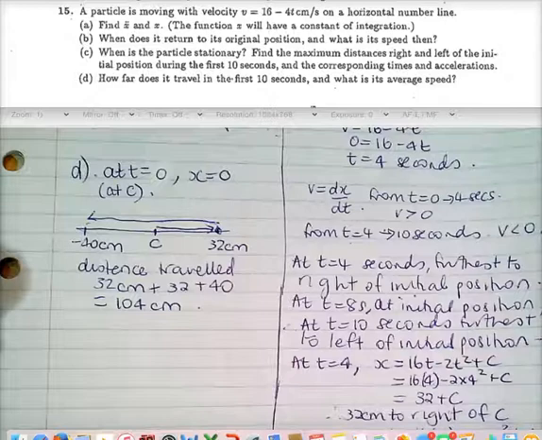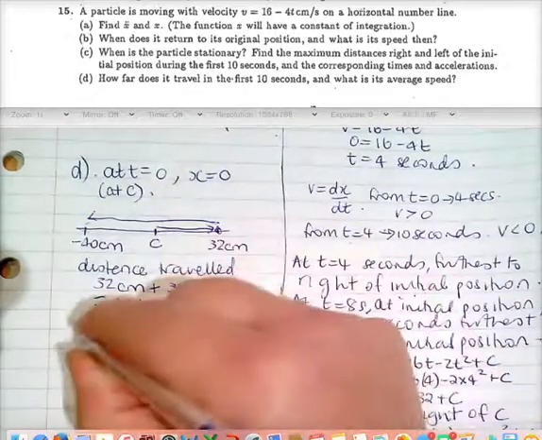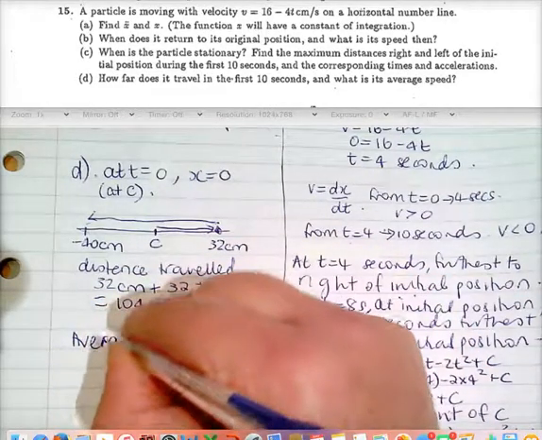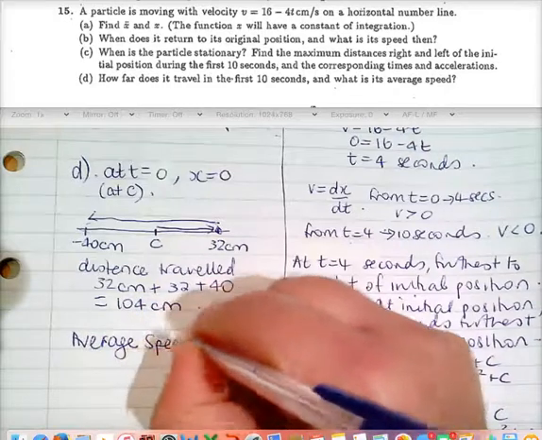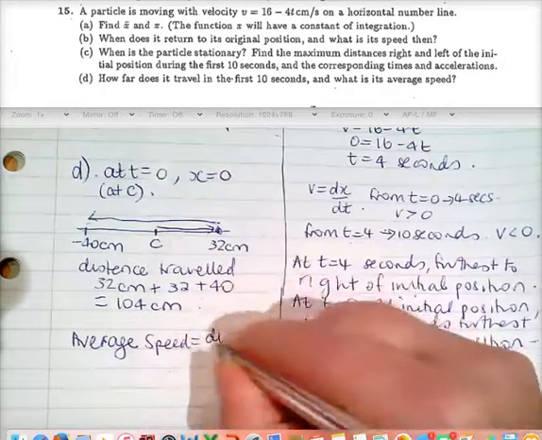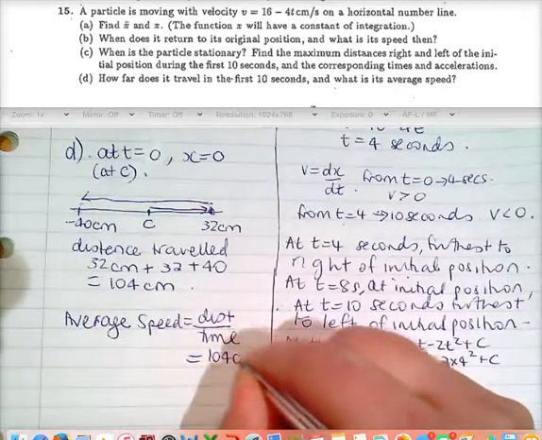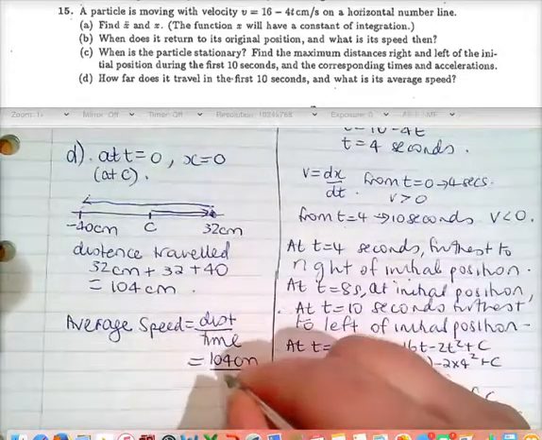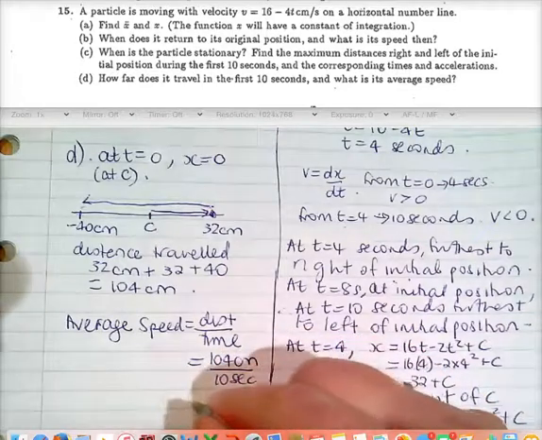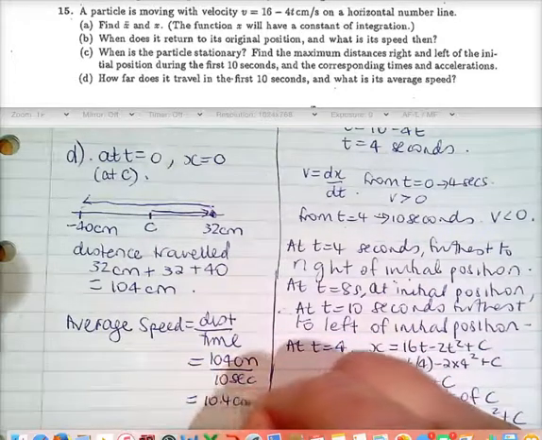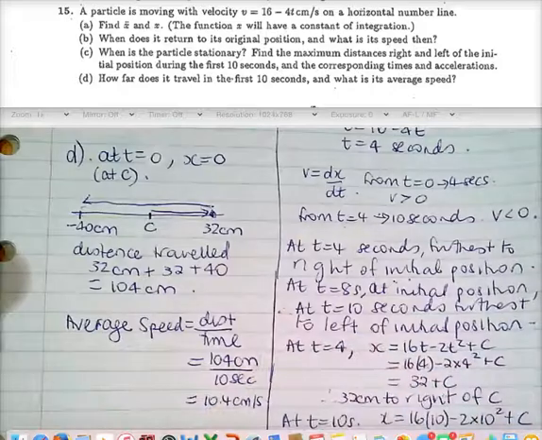Now, therefore, its average speed is its distance travelled over time. So it's travelled 104 centimeters in 10 seconds. So therefore, it's 10.4 centimeters per second is its average speed.